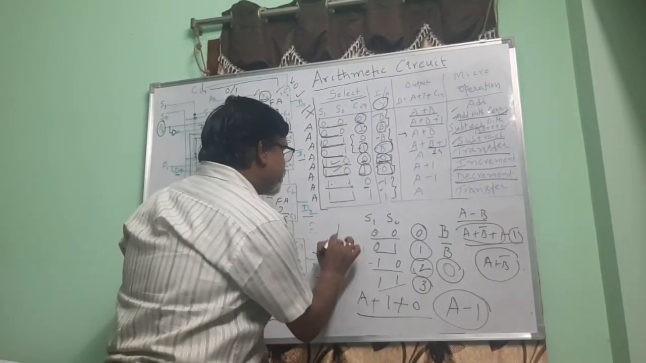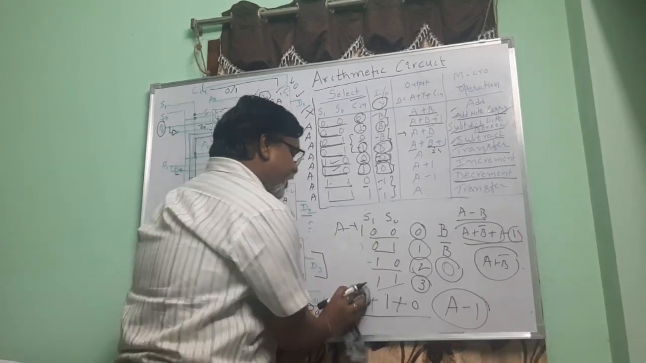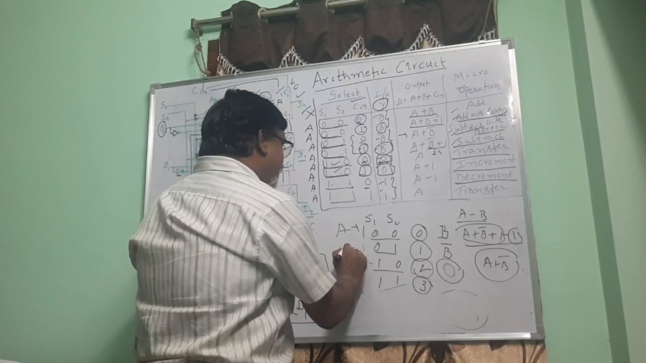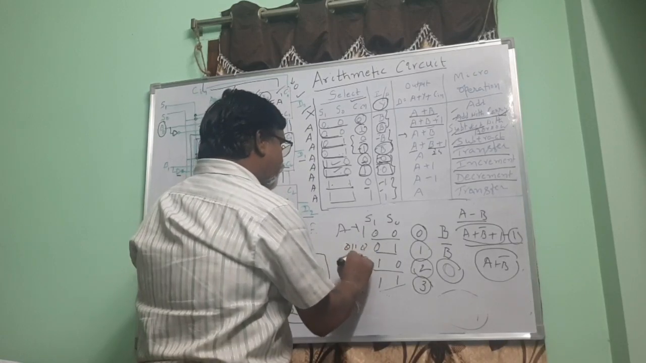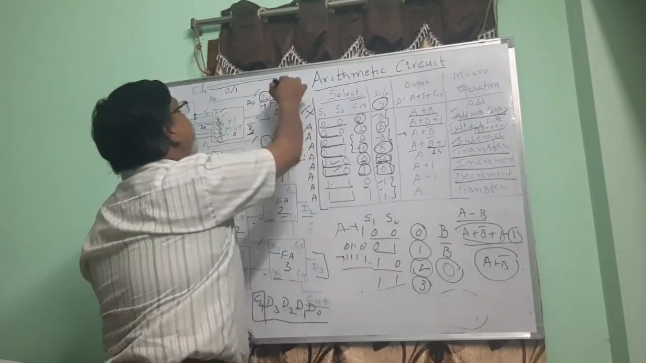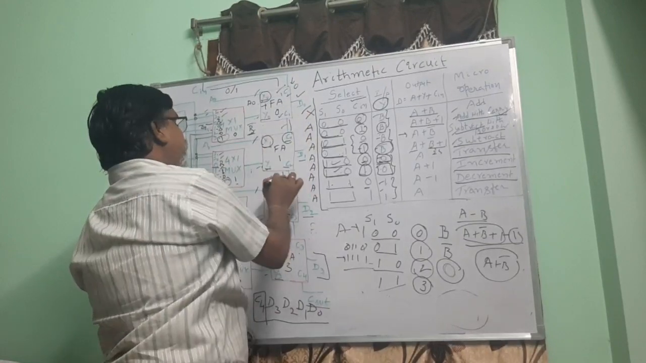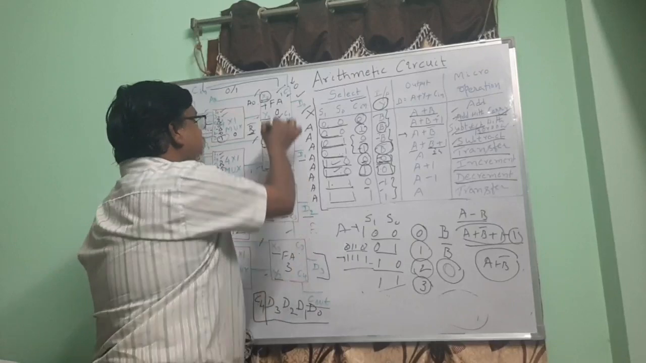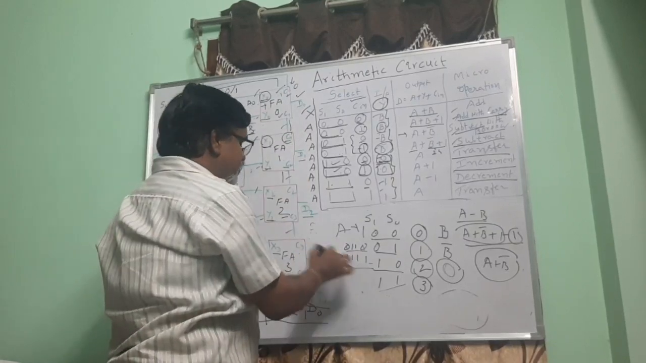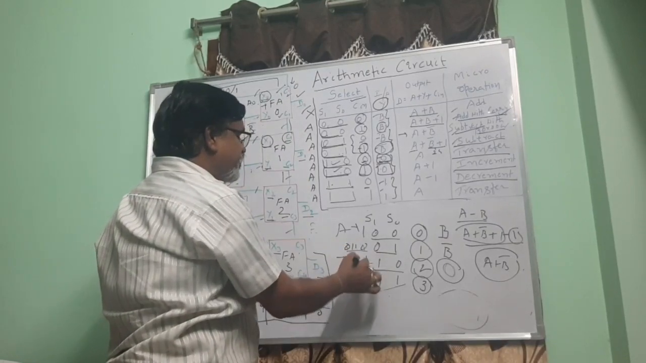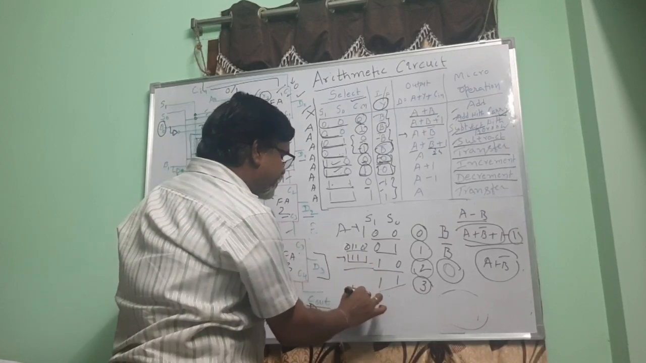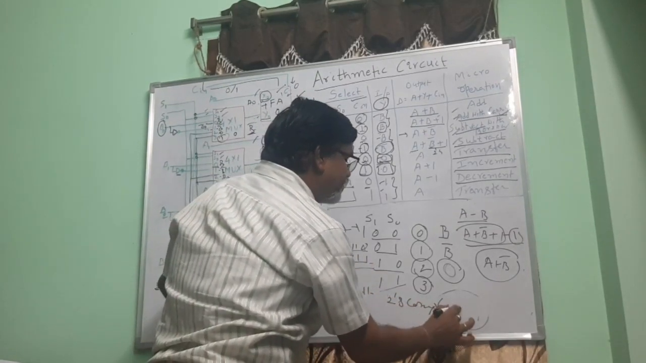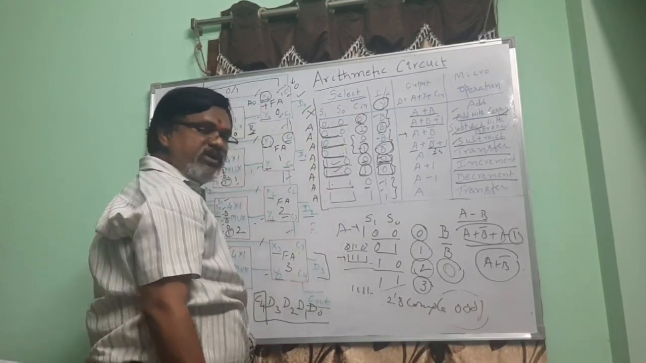So A plus 1 means you are going to add 0, 1, 1, 0 and 1, 1, 1, 1, all ones. Here this is 1, this is 1, this is 1, and this is 1. So the 4 bits of A, the 4 bits of this carry, whatever is 1, 4 ones are added. So this 4 ones is nothing but 2's complement of 0, 0, 0, 1.